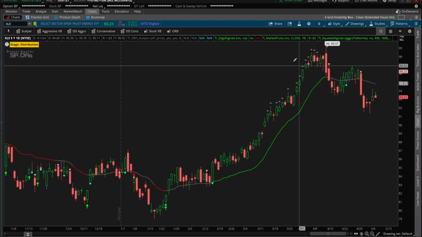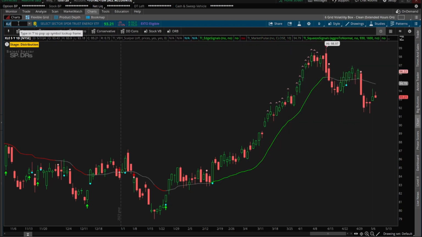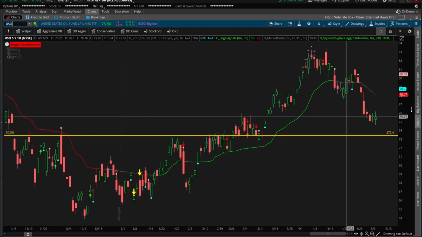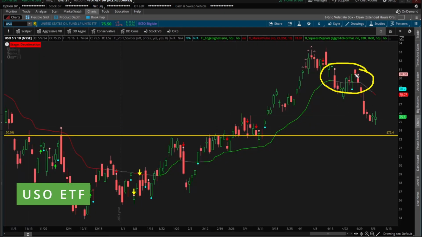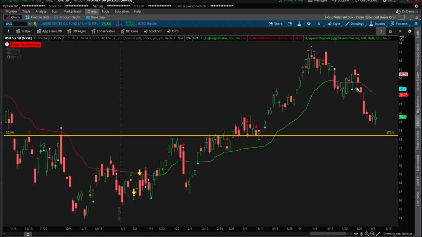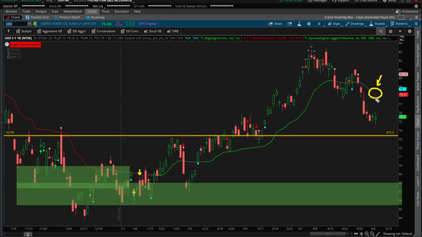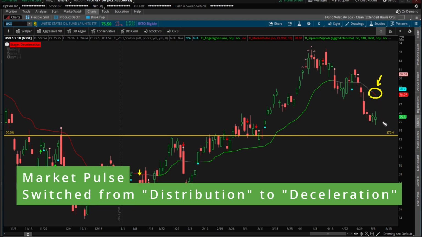But XLE alone still, you could argue, is very much in this bull trend. We need to find some other ways to get excited about this. If we look at USO, USO had a similar pattern here, the same one I just talked about, the bulls trying to reverse, but the bears bringing price action straight back down lower. And in the case of USO, you can see the market pulse has also switched trend colors from the stage of acceleration to now a stage of deceleration.